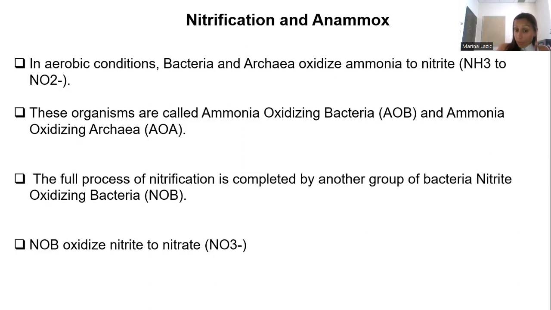The full process of nitrification is completed by a second group of bacteria called nitrite oxidizing bacteria, or NOB, because they convert nitrite to nitrate, NO2 minus to NO3 minus. So the process of nitrification cannot be completed by only one group of organisms. It requires AOB and NOB.